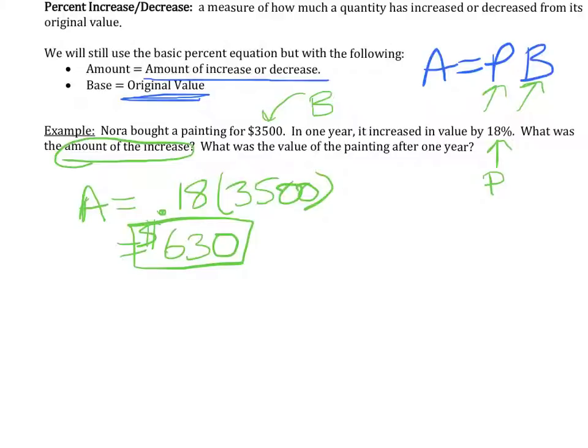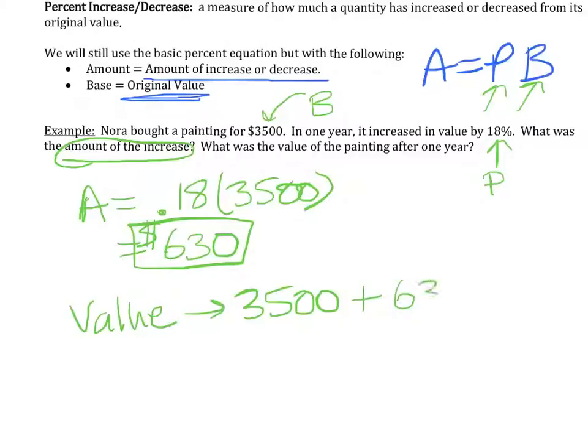Now I'm ready to go to the last part of that problem, which says, what was the value of the painting after 1 year? Well, we just found that it increased in value by $630. So the value after 1 year is going to be that same $3,500 that we started with, plus the amount that it increased by. Remember, increase means that it goes up. We add those two together and we get $4,130. And so the painting is worth $4,130 after 1 year.